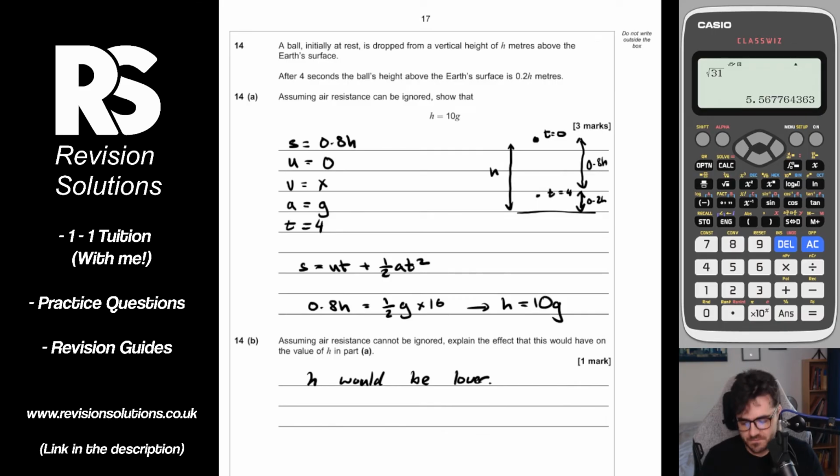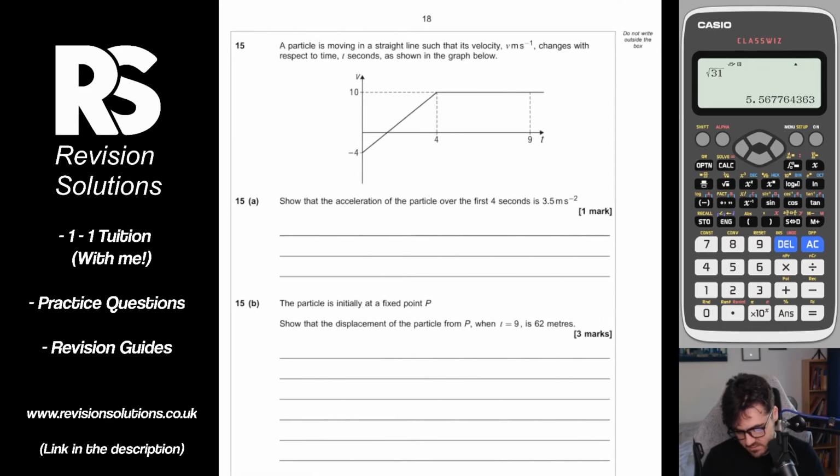Moving on now to question 15. It says a particle is moving in a straight line such that its velocity v meters per second changes with respect to time t seconds as shown in the graph below. Show that the acceleration of the particle over the first 4 seconds, so that's this rising section here, is 3.5 meters per second squared.